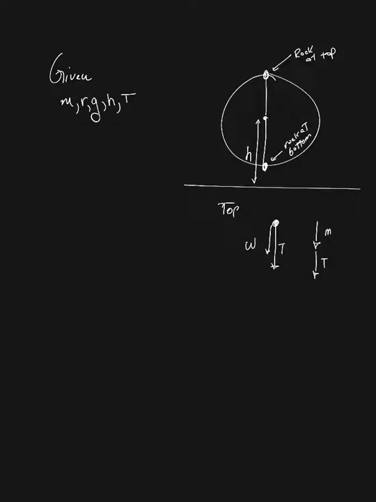Wait, I messed that up. We have mg is the weight and tension. And those two vectors add up to our net force down, which has a magnitude of mv squared over r. So at the top of the loop, the tension in the rope is mv squared over r minus mg, right? That's at the top.